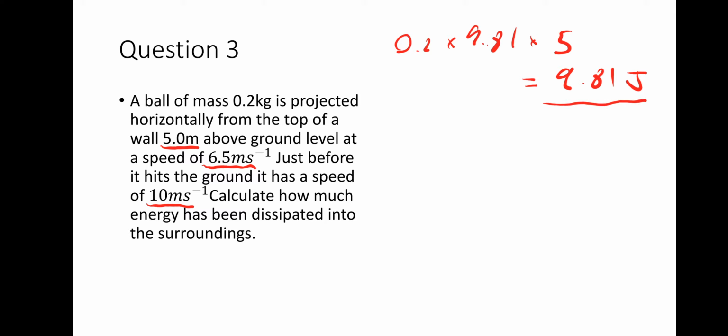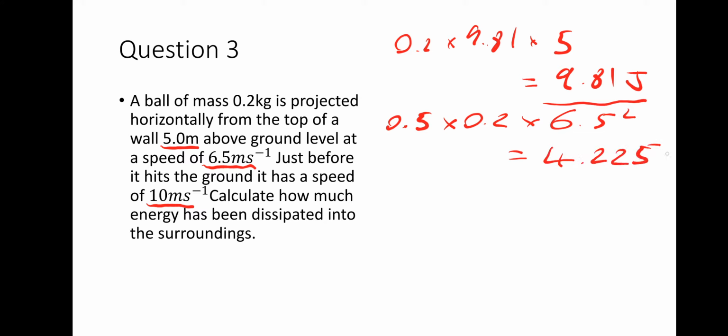Then we need its kinetic energy. So it's 0.5 times the mass, 0.2, times the speed squared, which is 6.5 squared. And that gives us 4.225 joules of energy. So that's our total energy at the top. If we add those together, that gives us 14.035, or 14 joules.